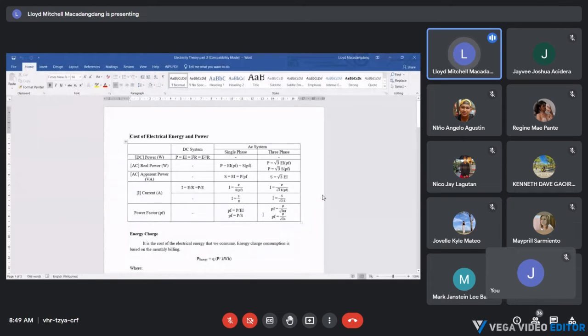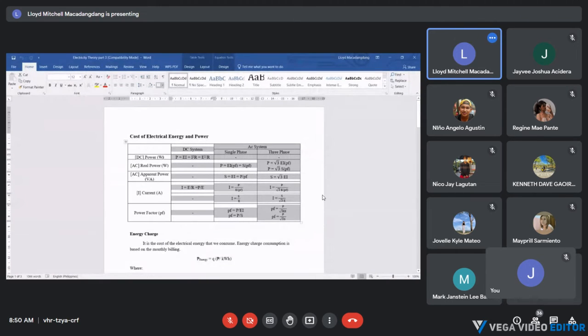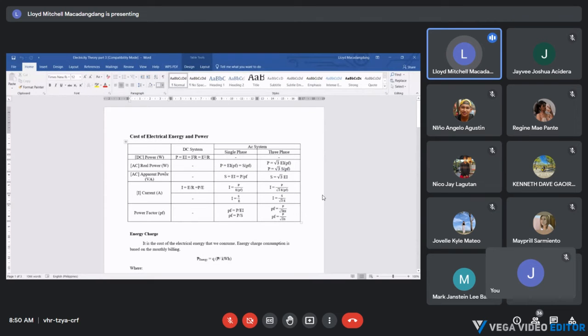So we have here the cost of electrical energy and power. So okay, so dito sa table makikita natin yung formulas for power, real power, apparent power, current, and yung power factor. So sa DC power natin, we have here power. Dito next sa last meeting.